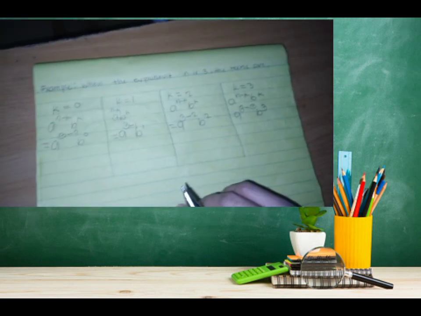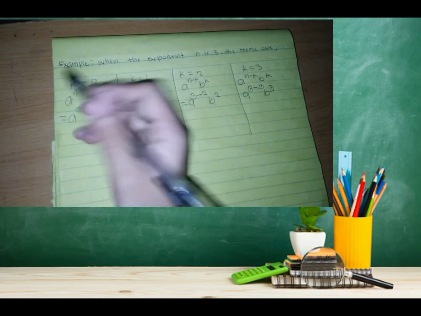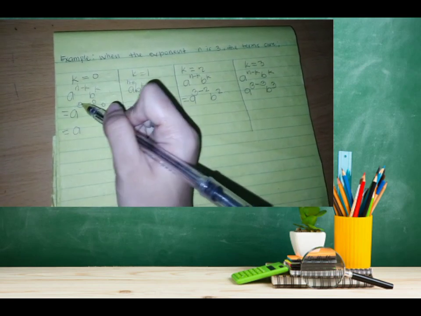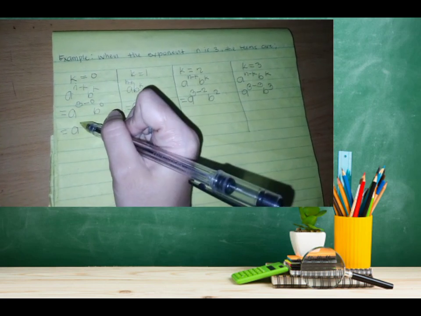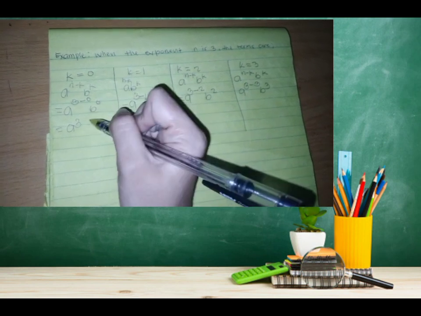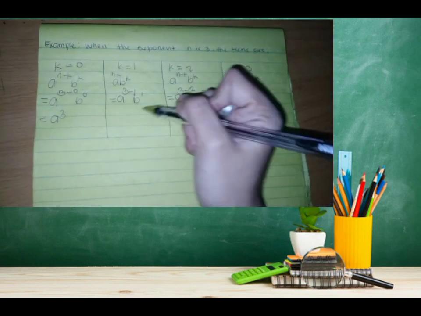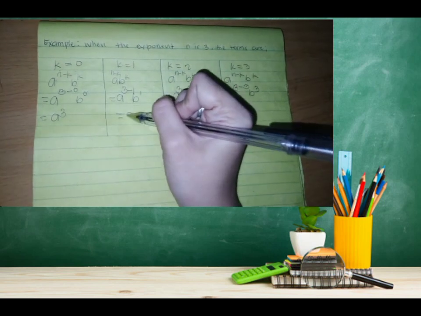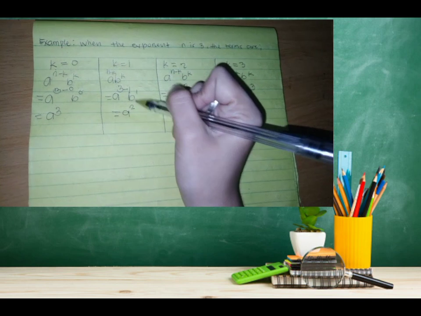So the next is how to solve it. First we will input the a, then 3 minus 0 is 3, so write 3. B to the power of 0 is not written, so it is just a to the power of 3. Then the second is write a, then 3 minus 1 is 2, so write 2, then b to the power of 1 is just b.